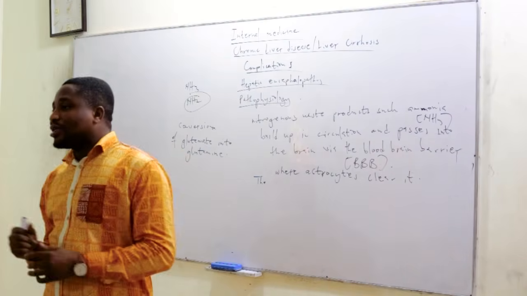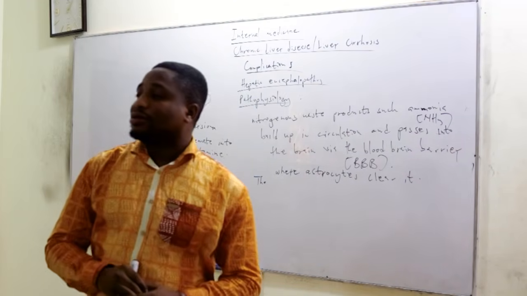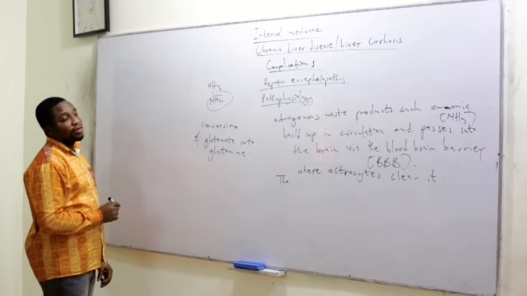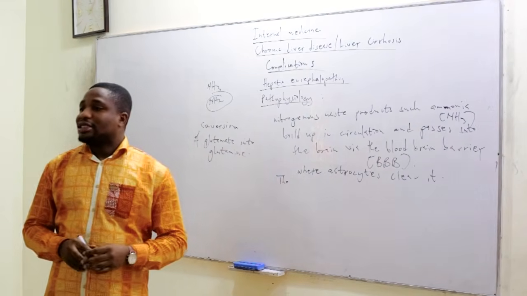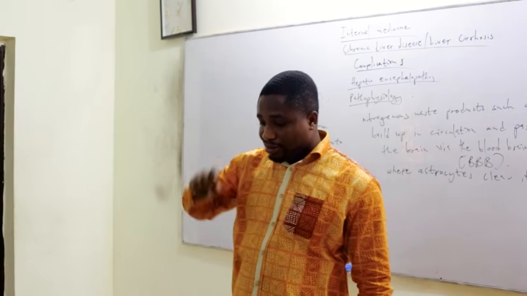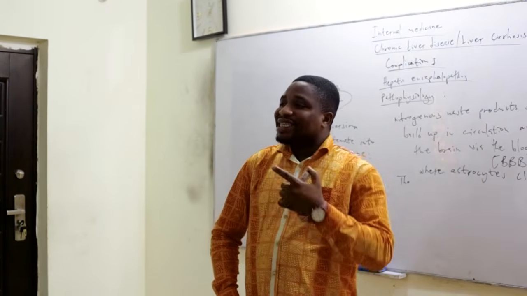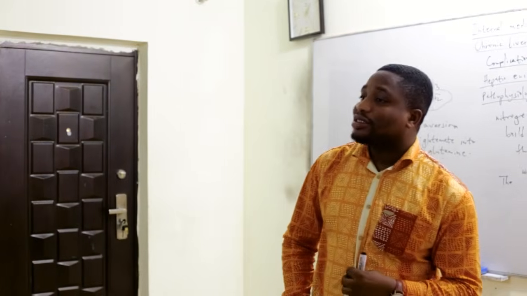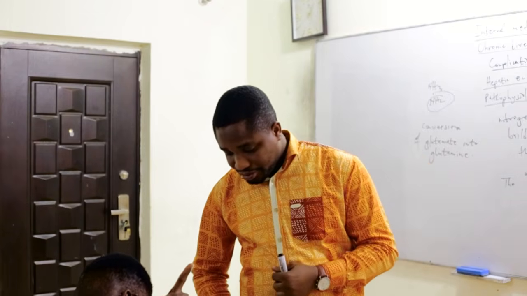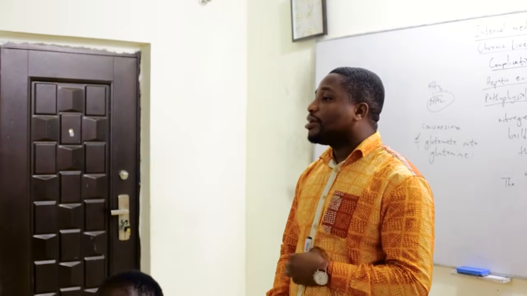And that's an excess of glutamine. Excess glutamine causes an osmotic imbalance, resulting in a sheet of fluid into the cells of the brain, leading to cerebral edema.